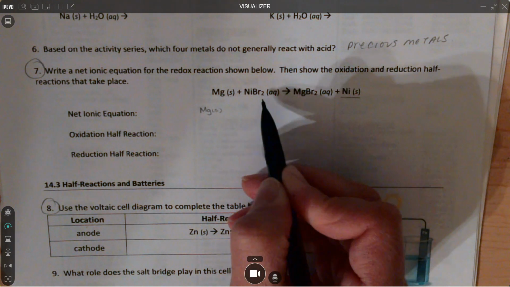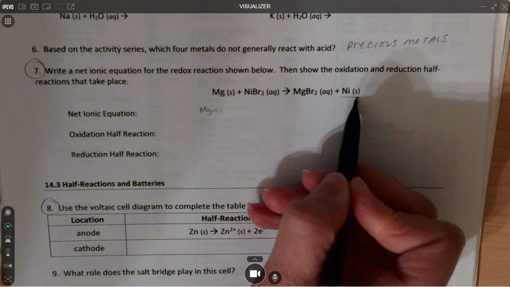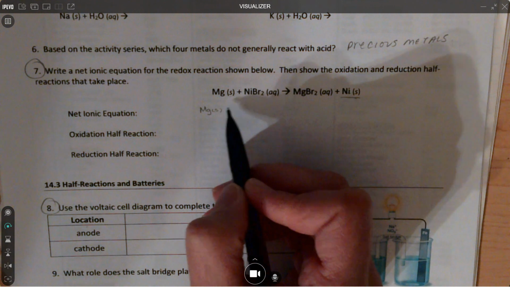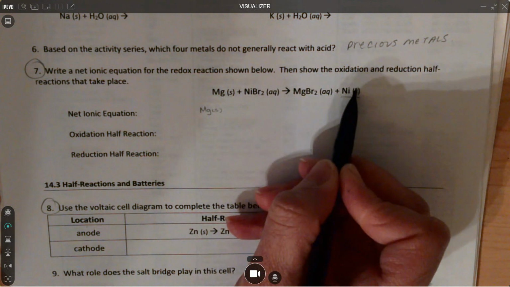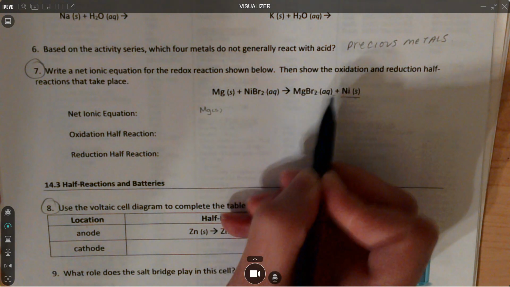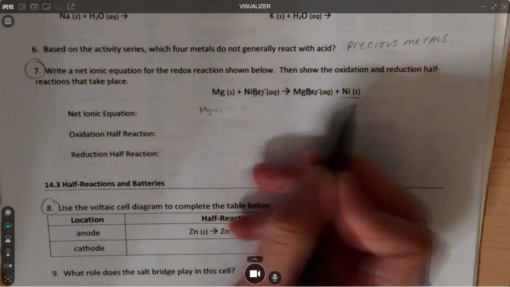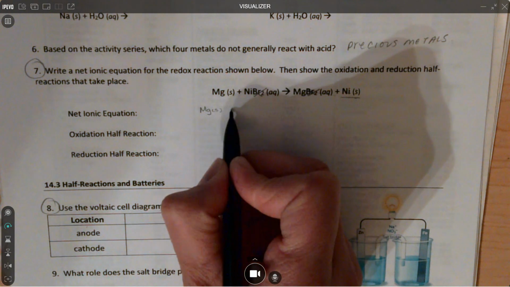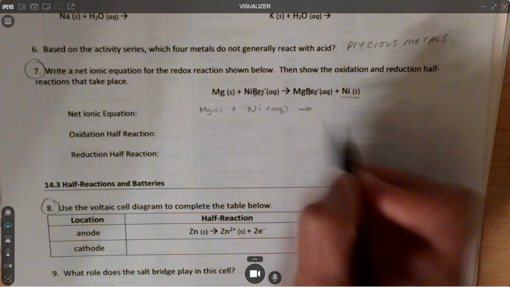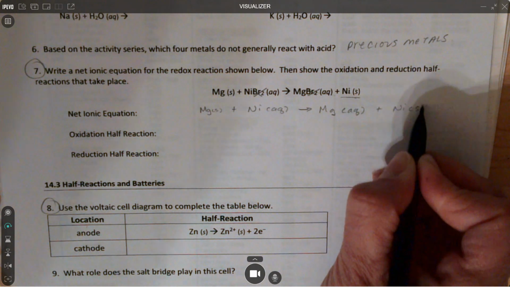So nickel is going to be part of this. I want to erase things that are similar. So my spectator ions, the ones that have nothing to do with this formation of the solid, are the ones I'm going to get rid of, right? So solids have to stay, so that stays. Nickel is actually part of this solid formation, so that stays. Bromine is aqueous here. Bromine is also aqueous there. So bromine is my spectator ion, and it doesn't have any play in this. So I'm going to have magnesium plus nickel aqueous is going to give me magnesium aqueous plus nickel solid.